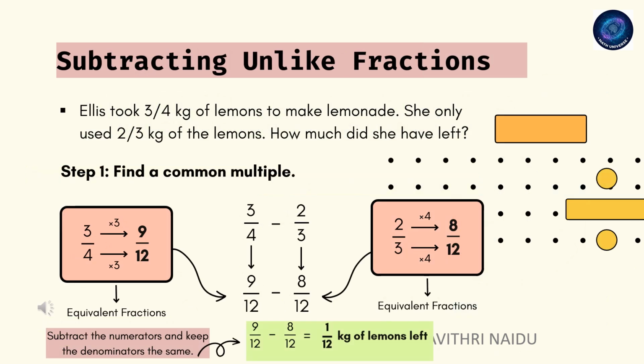Subtracting unlike fractions. Ellis had 3/4 kilogram of lemons and used 2/3 kilogram. We convert fractions into equivalent fractions by multiplying the numerator and denominator by the same number. This conversion of unlike fraction to like fraction is important because it allows us to change the form of a fraction without changing its value.